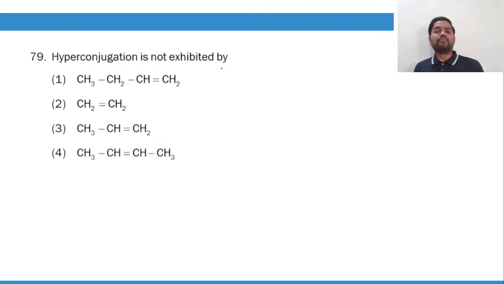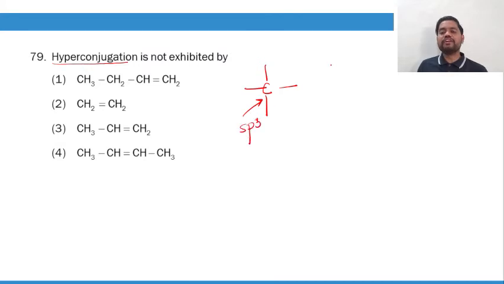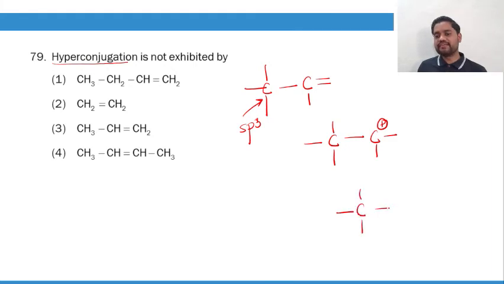Now, hyperconjugation is not exhibited by which one? What is hyperconjugation? Hyperconjugation is nothing but an sp3 carbon bonded to an sp2 hybridized carbon, which either has a carbocation or a free radical or a vacant p orbital. So this can be a double bond, or it can be a carbocation, or it can be a free radical. Either it has to be a vacant p orbital or it has pi bonded electrons.